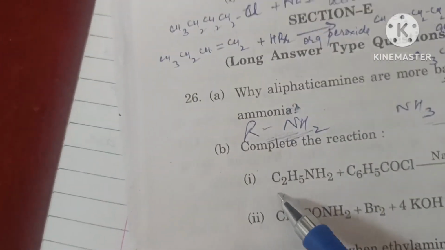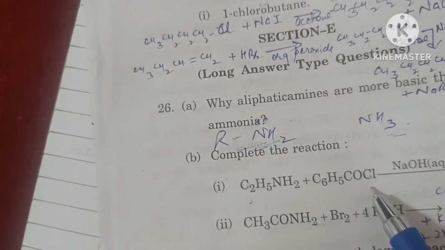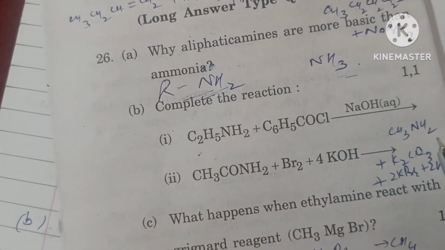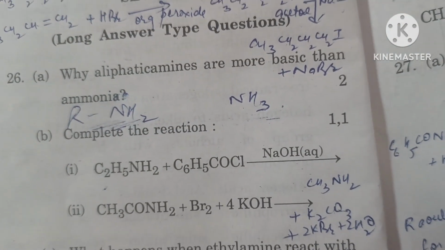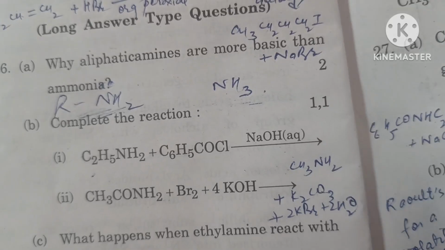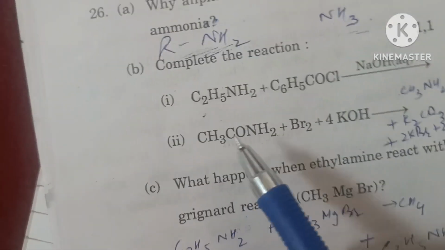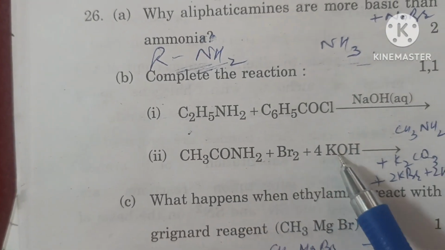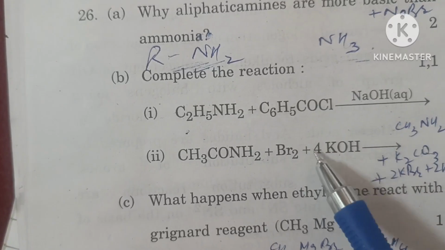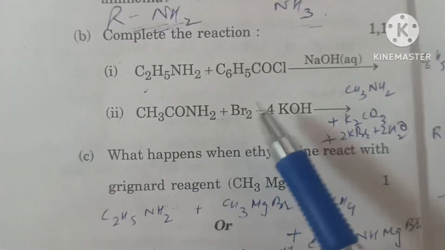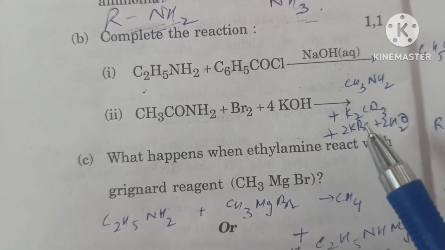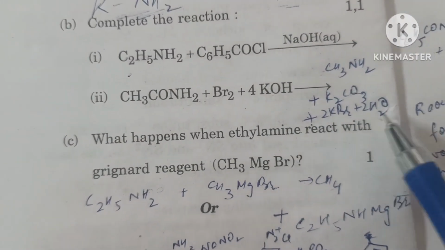Complete the reaction. Ethylamine plus benzoyl chloride in presence of NaOH will give N-ethyl benzamide. And acetamide plus bromine plus KOH, ये हॉफमैन डिग्रेडेशन रिएक्शन है, will form methylamine, एक कार्बन कम वाली अमीन, साथ में K2CO3, KBr और water.